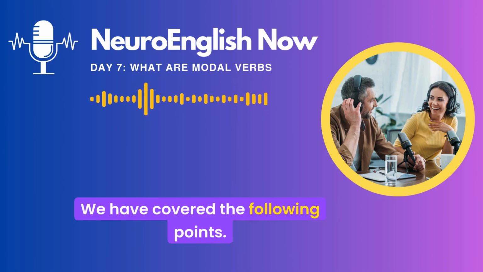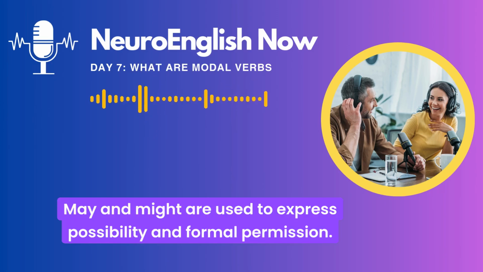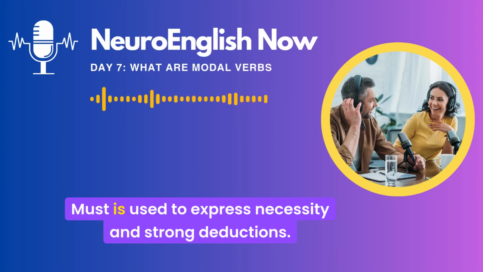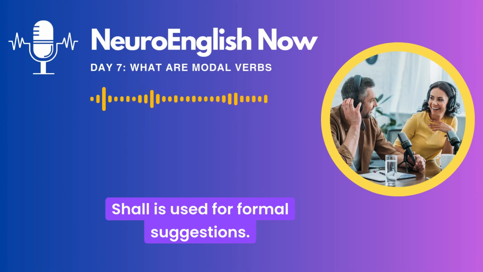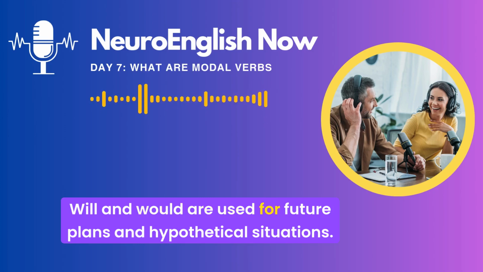We have covered the following points. Can and could are used to express ability, permission, and possibility. May and might are used to express possibility and formal permission. Must is used to express necessity and strong deductions. Shall is used for formal suggestions. Should is used for giving advice. Will and would are used for future plans and hypothetical situations.